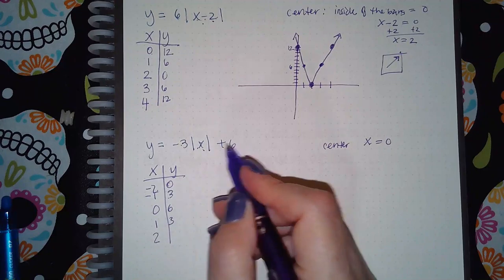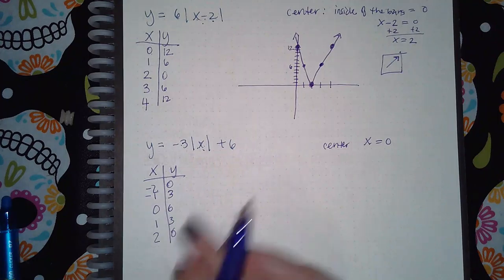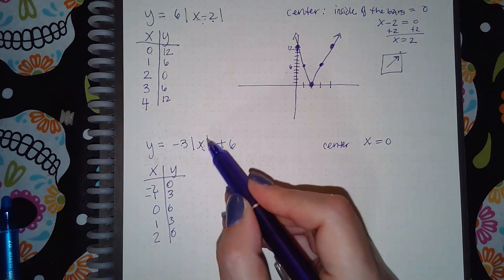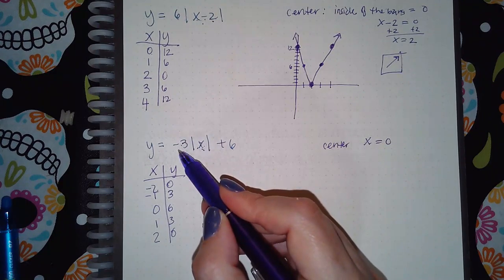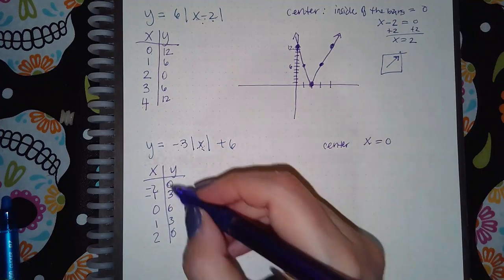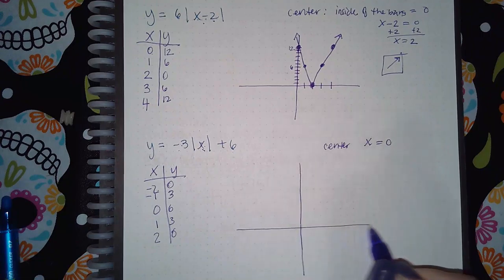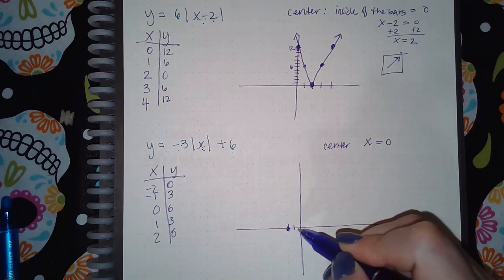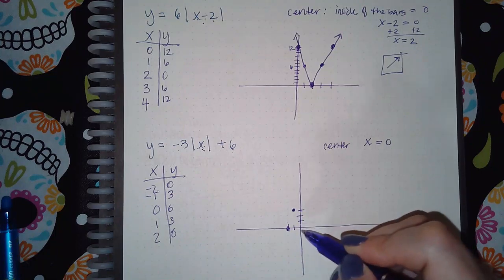So plug this in, I get 2, negative 6 plus 6 is 0. 1, negative 3 plus 6 is 3. 0 is 6, 1 is going to be 3, and 2 is going to be 0. Now, it might take you longer to figure out these y values, but all I'm doing is plugging in negative 2, taking the absolute value of that, multiplying the result times negative 3, and then combining that result with plus 6. And that's where I'm getting all of these y values from.